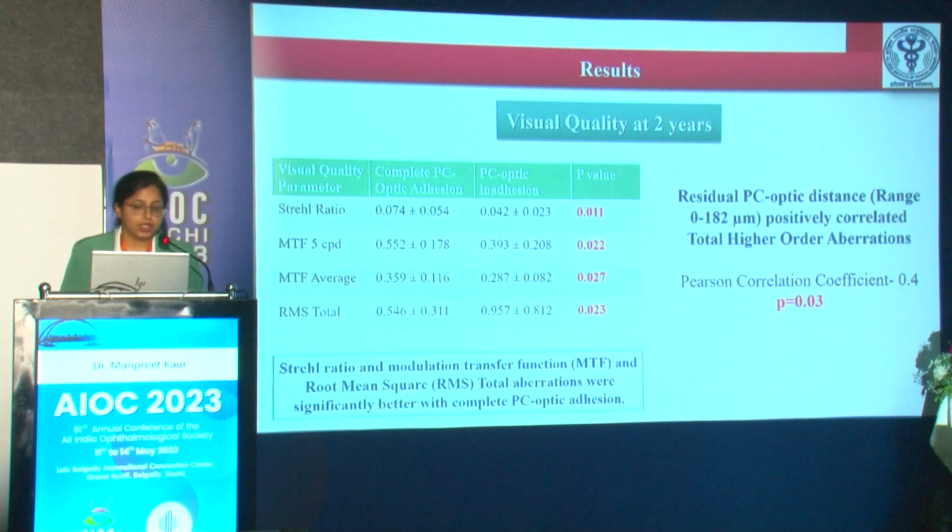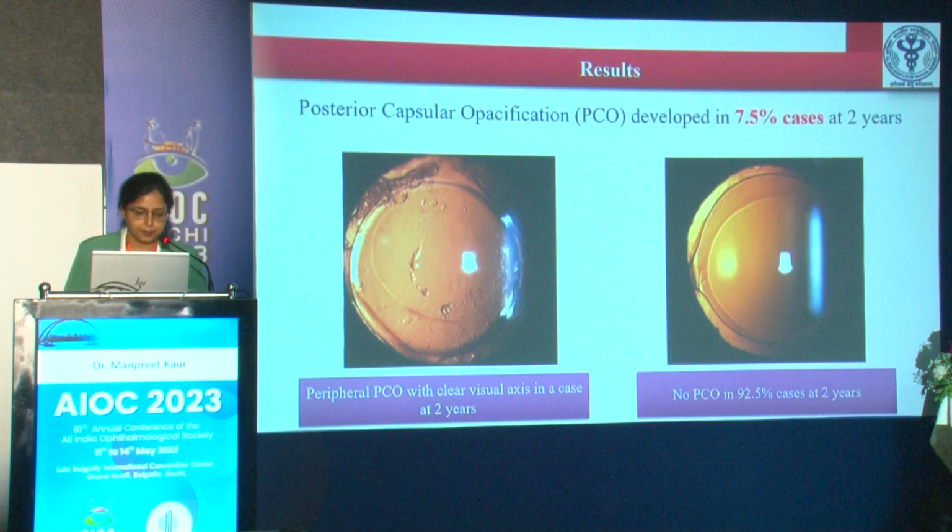So why is it important? The residual PC optic distance, which ranged from 0 to 182 microns, positively correlates with the total higher order aberration, with a Pearson correlation coefficient of 0.4 and a p-value of 0.03. Strehl ratio, modulation transfer function, and root mean square total aberrations were significantly better with complete PC optic adhesion.